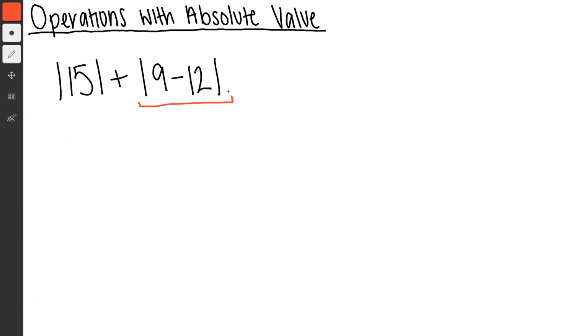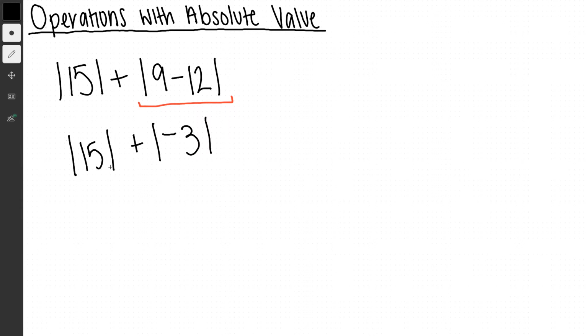So here's where we need to begin. If we subtract 12 from 9, the resultant number is -3. Now that our two absolute value terms are simplified, our problem looks like this. Next, we can continue by reading from left to right. Now we take the absolute value of 15 and -3. The distance between 0 and positive 15 is 15, and the distance between 0 and -3 is 3. Therefore, the absolute value of 15 is 15, and the absolute value of -3 is 3.